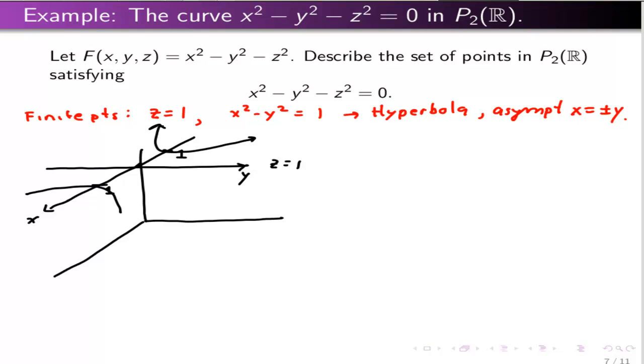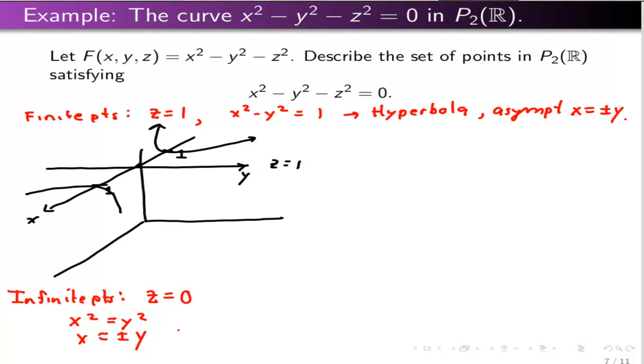And then we have the points at infinity. So you set z equal to 0. And this time we get x squared minus y squared equals 0, x squared equals y squared, x equals plus or minus y. And you'll say, oh, those are the asymptotes. So the points at infinity correspond to the asymptotes of the curve drawn in the finite plane.